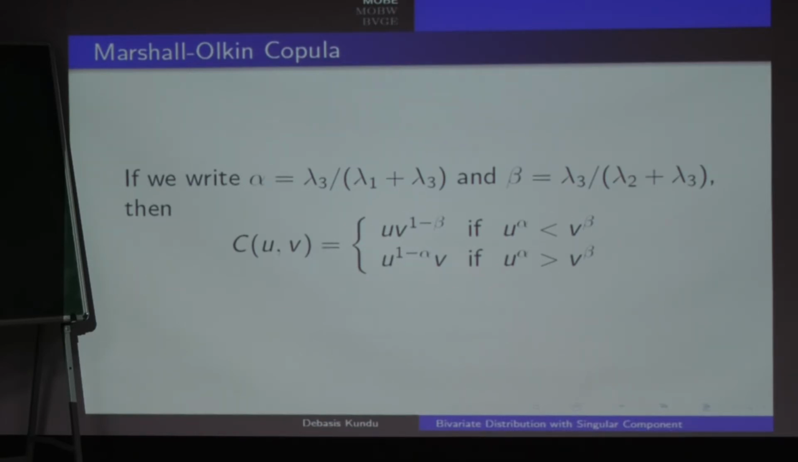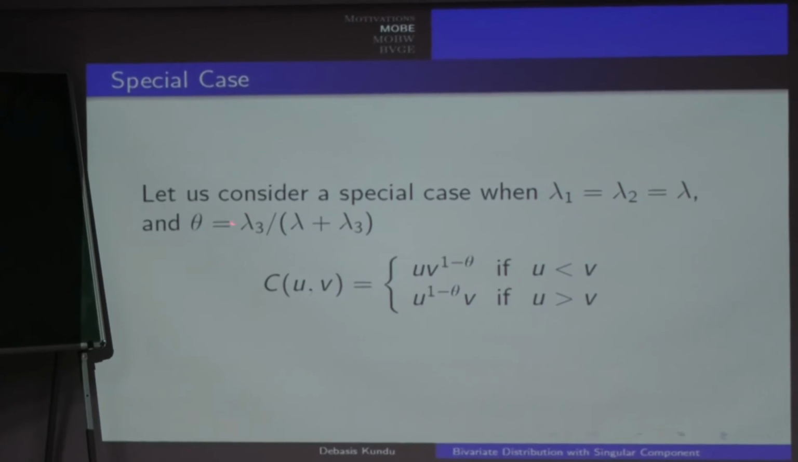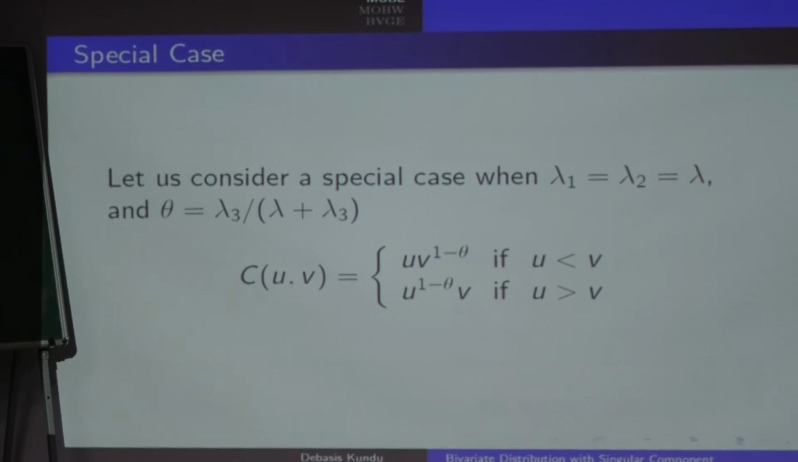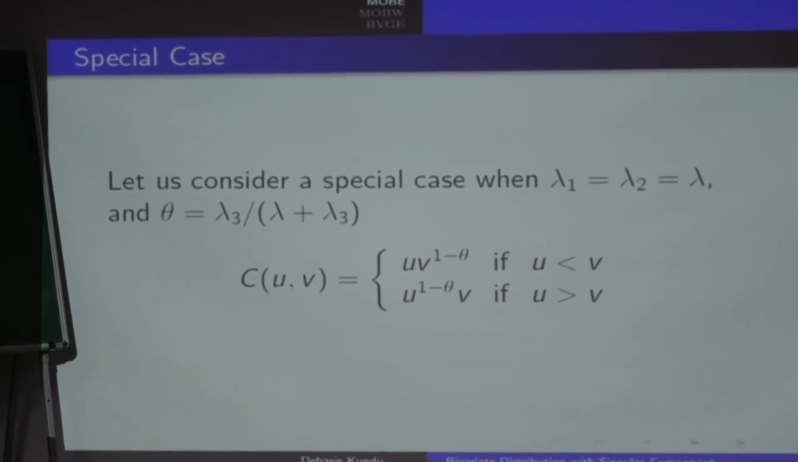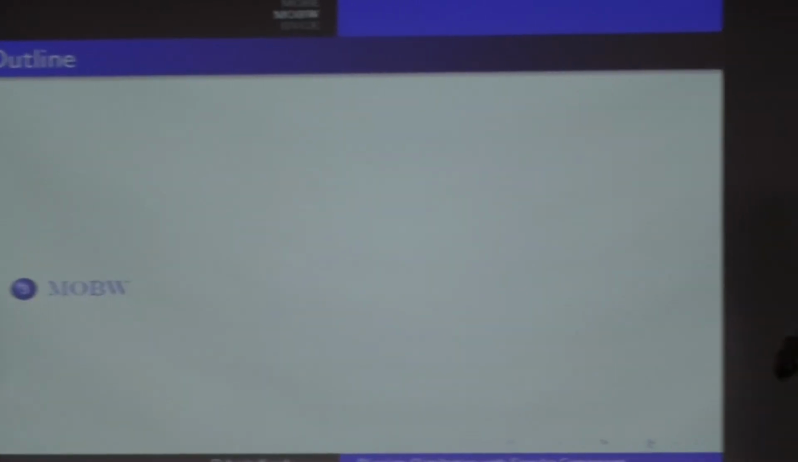Okay, fine. And furthermore, if you put lambda 1 equal to lambda 2, then your alpha becomes equal to beta, and your copula becomes this one. Okay, so your copula comes out to be very, very simple. So C of u,v, which is in this form, is the copula for the Marshall-Olkin bivariate exponential distribution. Okay, let's move to the Marshall-Olkin bivariate Weibull.